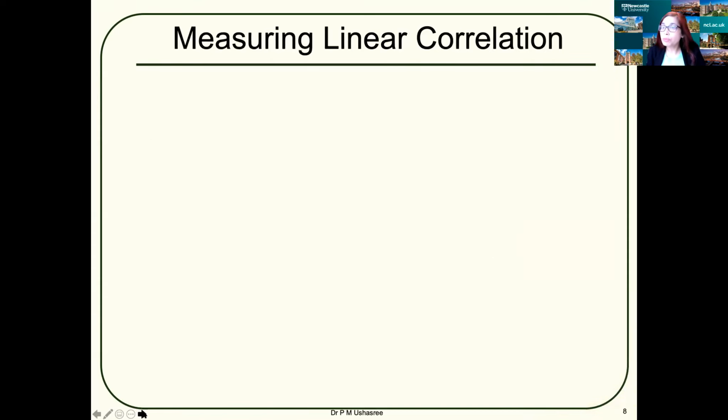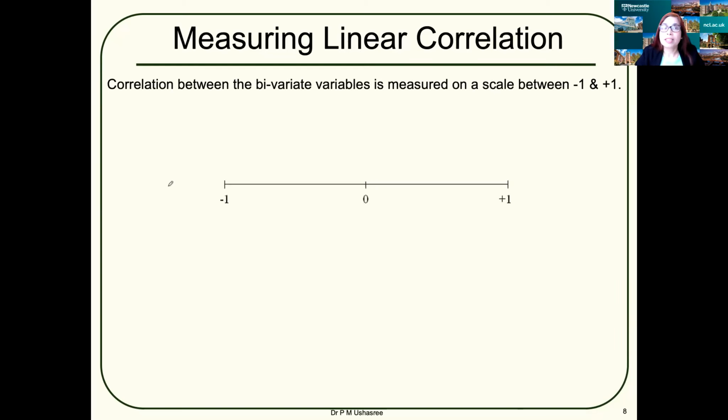Okay, now how do you measure this correlation? How do you measure this linear correlation? Just like probability, we can measure the correlation coefficient, yes. But let me just give you the scale we use for measuring this. That is, correlation between bivariate variables is measured on a scale between -1 to +1. You can see 0 lies in between.